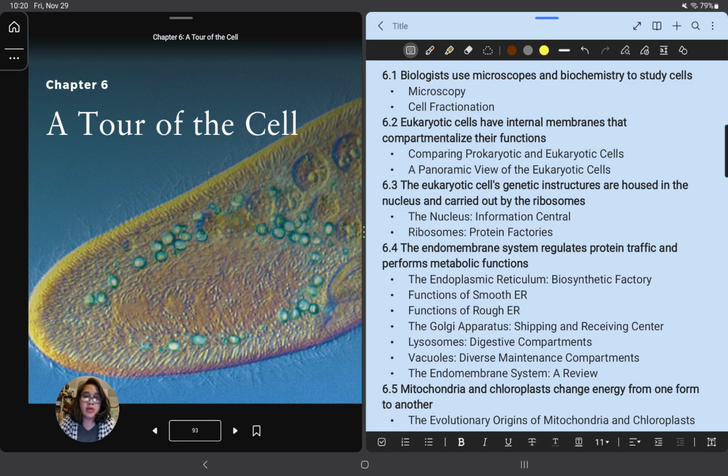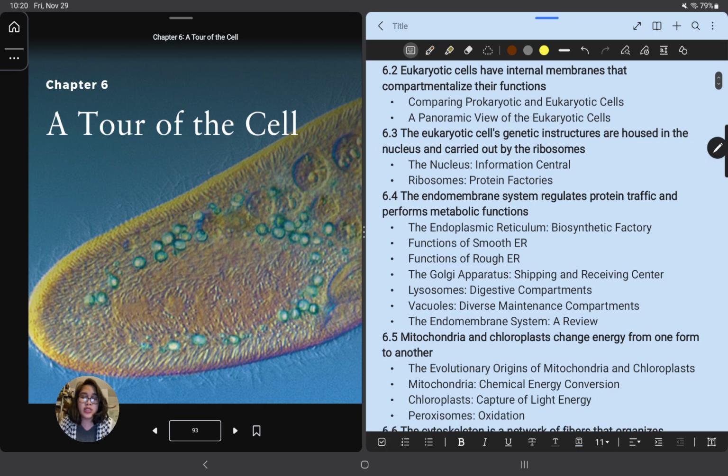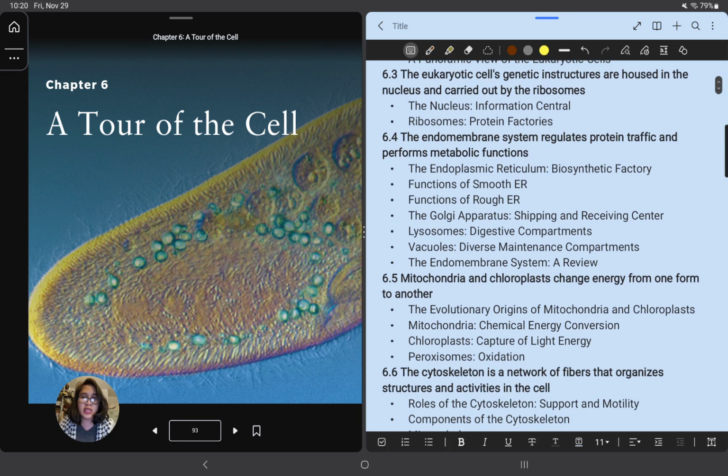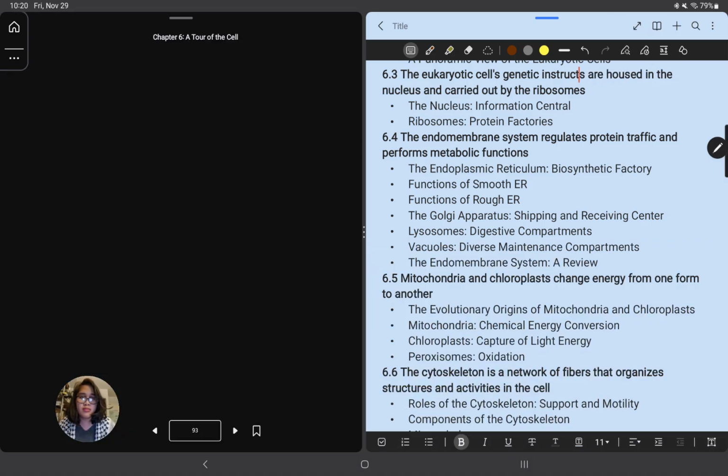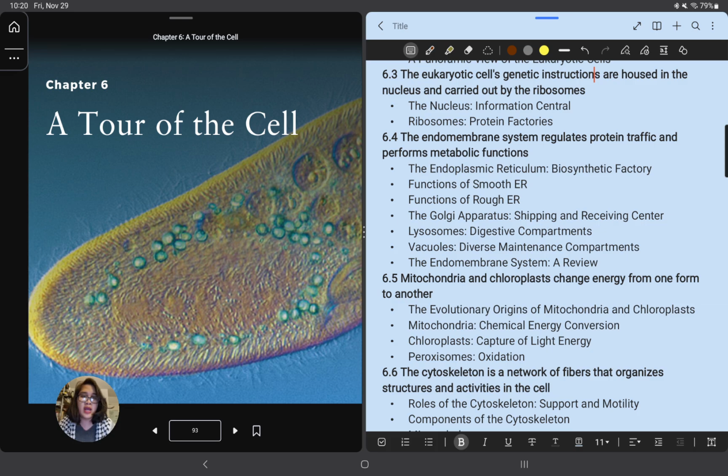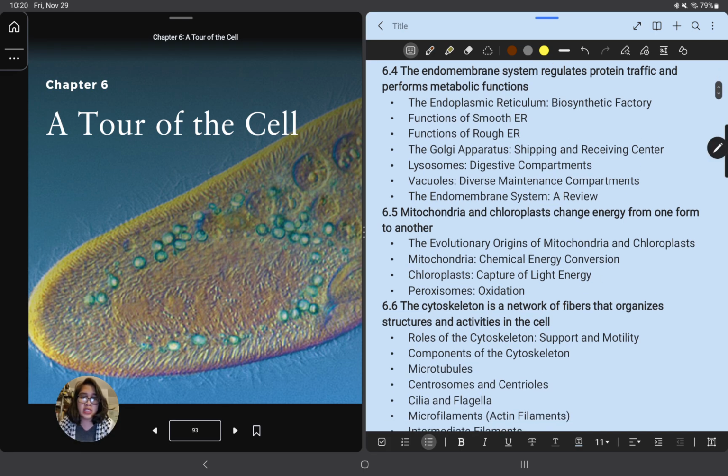Starting with 6.1, biologists use microscopes and biochemistry to study cells. 6.2, eukaryotic cells have internal membranes that compartmentalize their functions. 6.3, the eukaryotic cell's genetic instructions are housed in the nucleus and carried out by ribosomes. 6.4, the endomembrane system regulates protein traffic and performs metabolic functions.